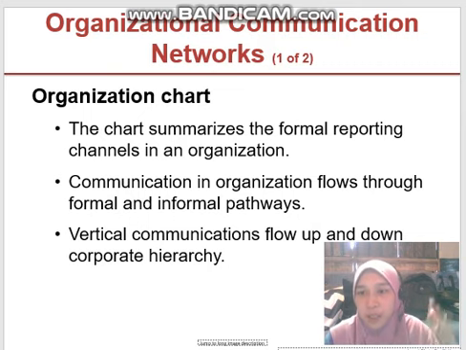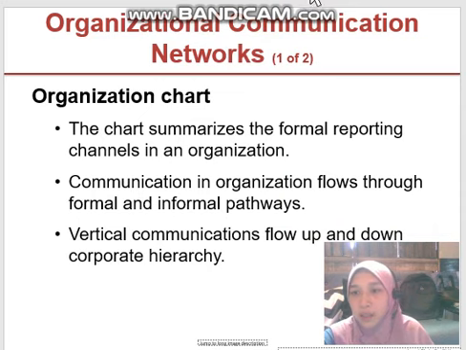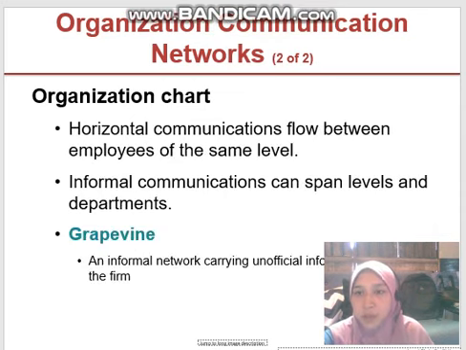So you have learned about the vertical and horizontal communication flow. Kalau vertical maksudnya ke atas, horizontal maksudnya antara position yang sama. For example, manager talk to manager. Kalau vertical meaning that subordinate talk to the superior or the manager or supervisor. So this is what I mentioned just now. Horizontal communication flows between employees of the same level, manager and manager, or an employee in the finance department and an employee in the human resource department, in which they have the same position. So this is an example of horizontal communication. So informal communication can span levels and departments.